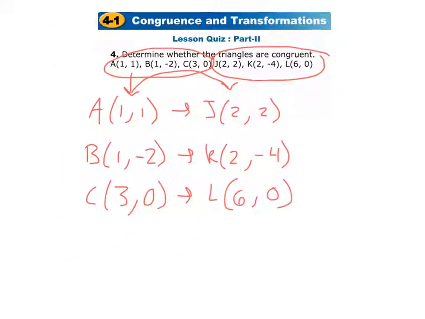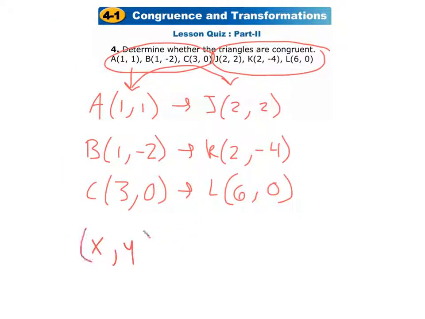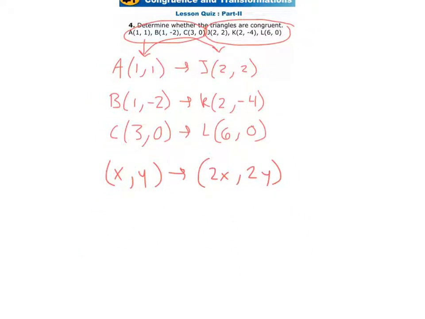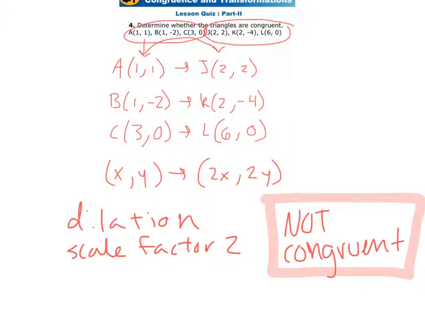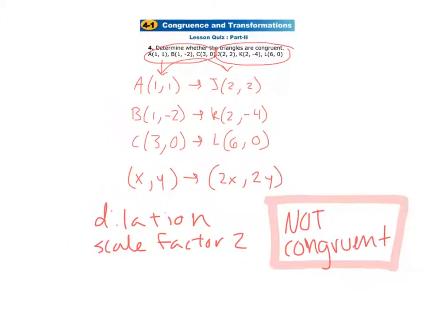We're multiplying by 2. So we're going to go from x, y to 2x, 2y. So what type of transformation is this? Dilation. And what's our scale factor? 2. Are these shapes congruent? ABC and JKL. No, they're not. So these are not congruent. That's everything for 4.1.